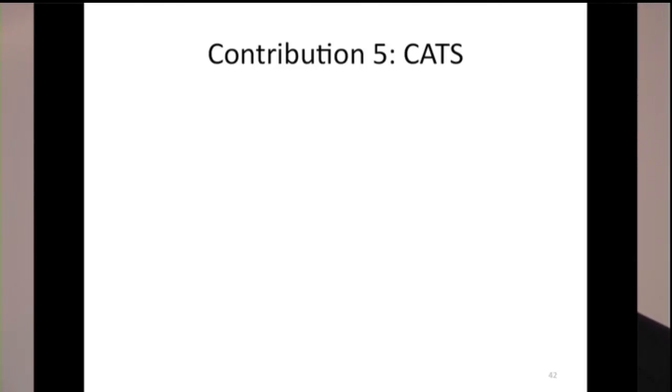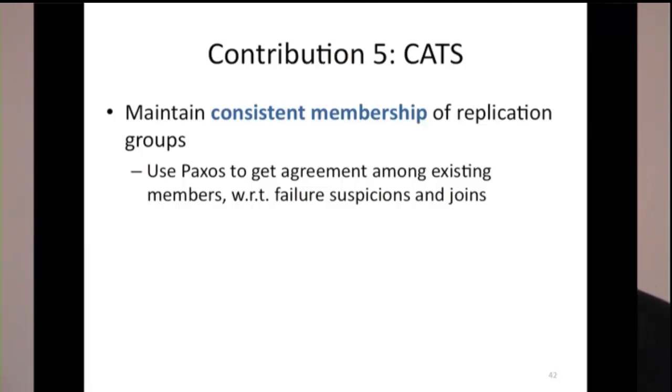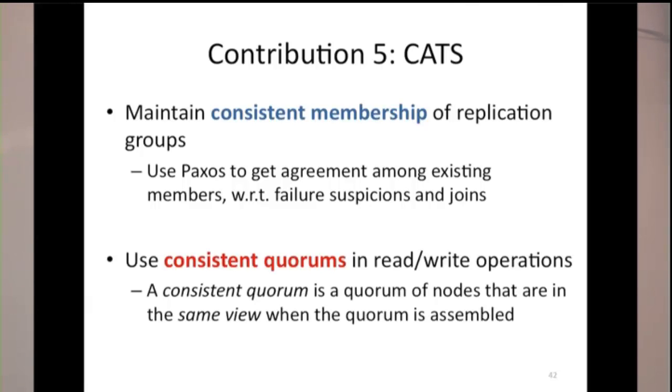What we saw here is that as soon as different nodes think differently of the replication group, things go bad. So how to fix it? You have to maintain the membership of the replication group consistently, which means that any changes you make in the replication group, people should agree with that. We will look at what that means more. And this is just not enough. We also introduced a technique called consistent quorums for doing read and write operations.